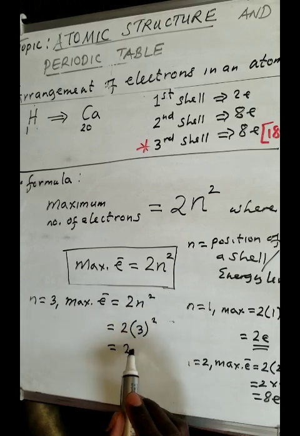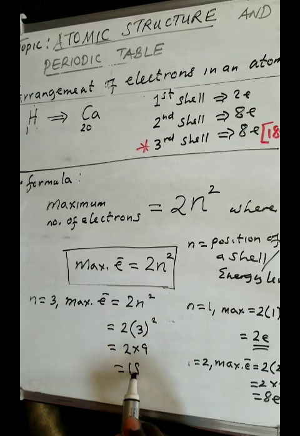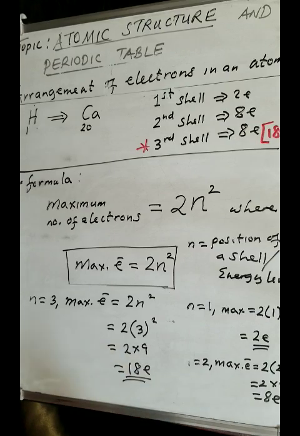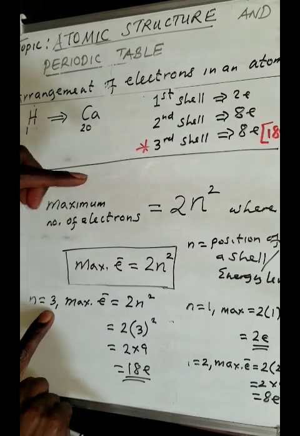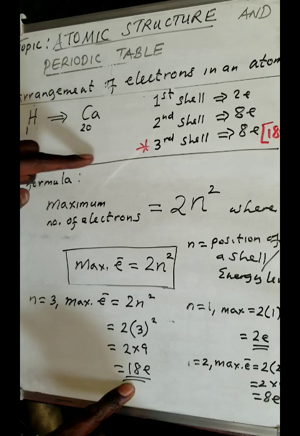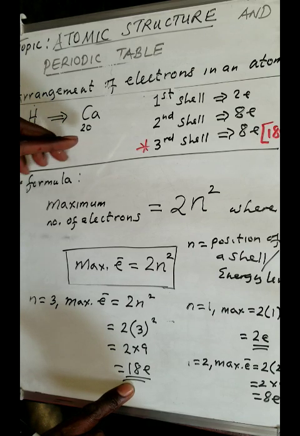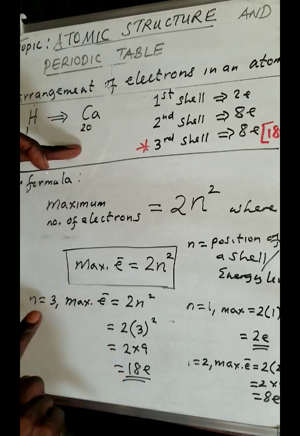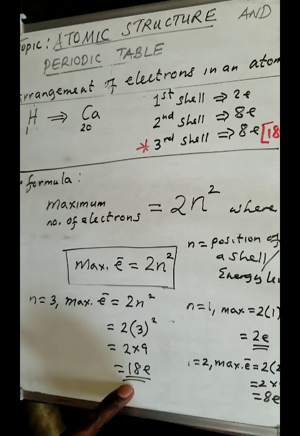3 raised to the power 2 is 9. 9 times 2 will give me 18 electrons. So you can see that in the third shell, the maximum that can be occupied is actually 18. So when you want to write the electronic arrangement for bigger proton numbers, the maximum should occupy 18 electrons. Let me just show you that.